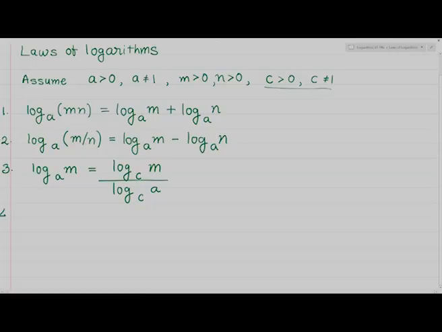Next property is, again you can see this as a corollary of the first property, but still we will list it separately. Log to the base a of m raised to n is equal to n times log to the base a of m. So, let us come to the names of these properties. The first property in logarithms is called the multiplication law. This is the multiplication law.